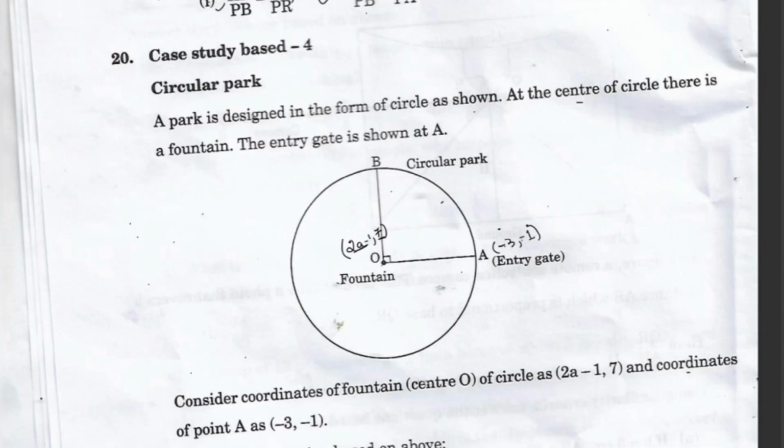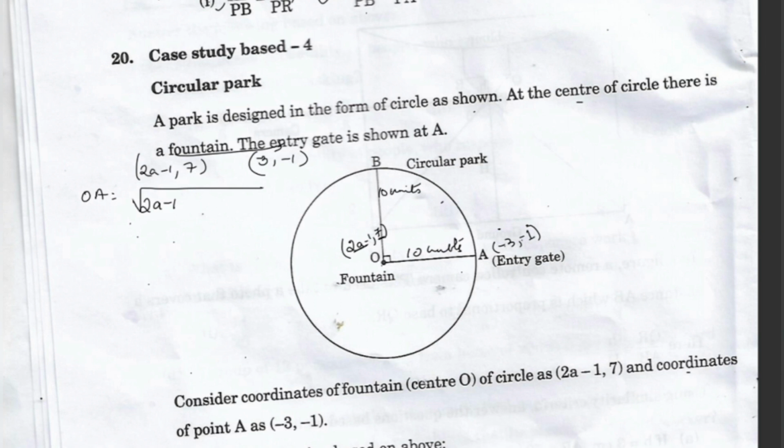Here the radius is taken as 10 units. OA and OB will also be 10. O is (2a minus 1, 7) and A is (minus 3, minus 1). Using the distance formula, square root of (2a minus 1 plus 3) whole square plus (7 plus 1) whole square. OA is 10, so we square both sides to get rid of the square root, and we get (2a plus 2) whole square plus 8 whole square.